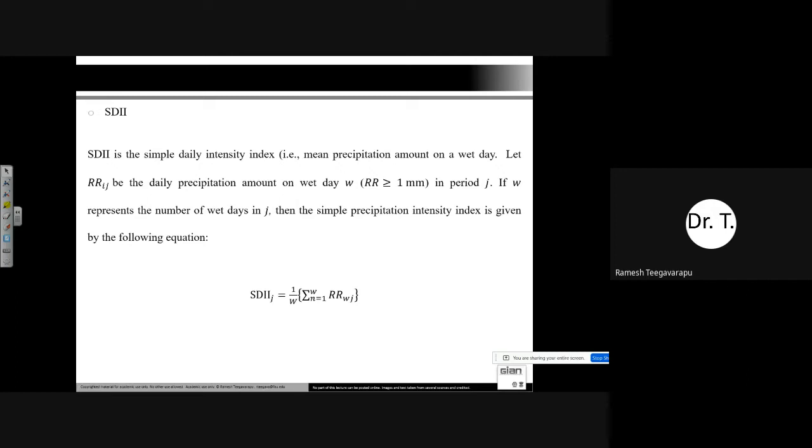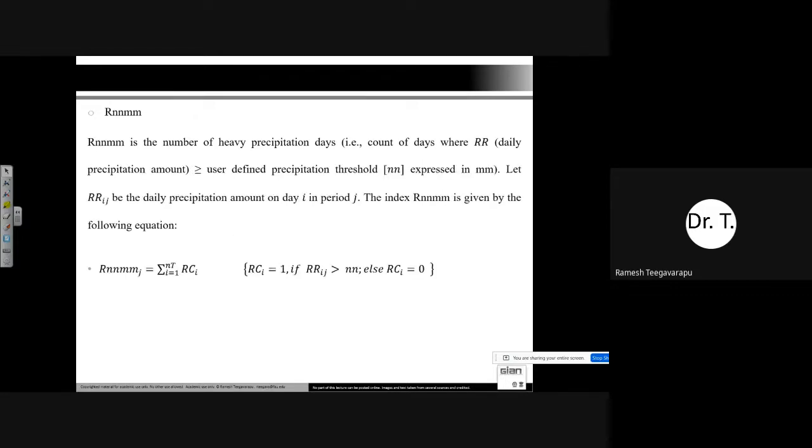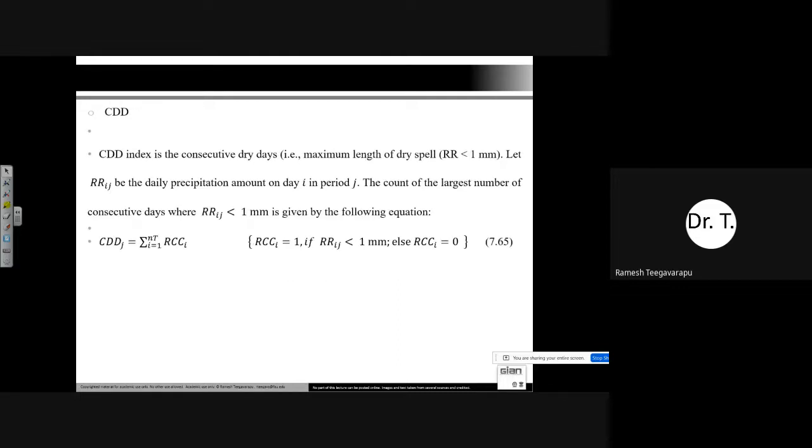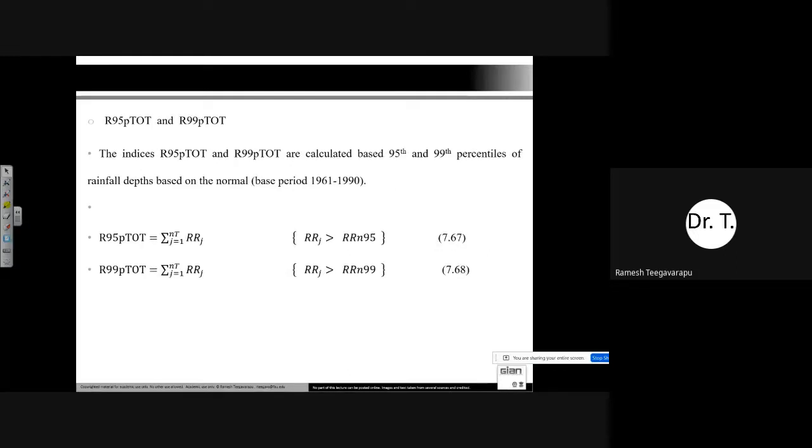Some of them are actually just intensities. Some of them are counts. You count the number of days where the precipitation is more than 10 millimeters, more than 20 millimeters, and more than a specific threshold. In that case, these become basically counts. CDD is also a count, the number of days in which the precipitation is less than 1 millimeter. And if it is more than 1 millimeter, we will call that consecutive wet days. And then, of course, R95 total, R99 total, percentiles, basically.